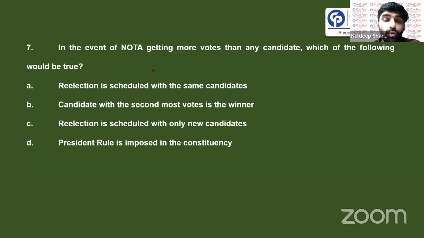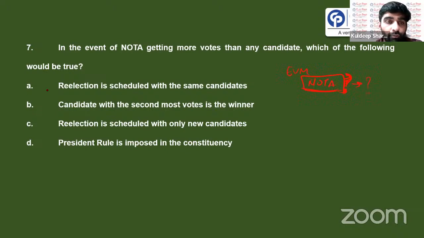Next, in the event of NOTA getting more votes than any candidate, which of the following would be true? You may know that in the EVM machine, there is an option for NOTA also, and it is your task now to tell me the full form of NOTA. So in the comment box, mention what is the full form of NOTA. Okay, so NOTA means I don't want to vote for any other candidate. So let's say NOTA gets the most votes, in that case which of the following would be true?